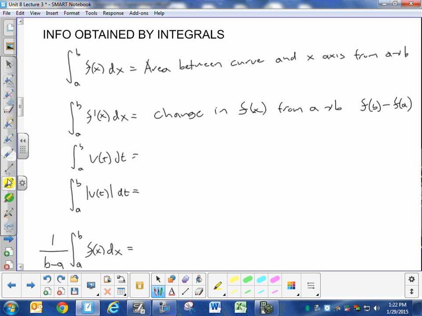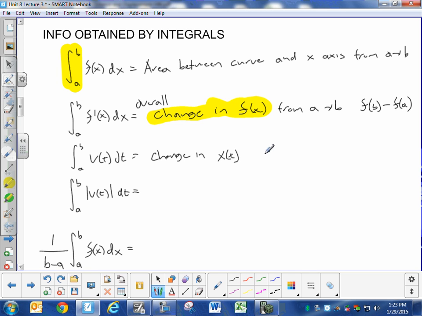Now this is awesome. So this right here no longer just means area. It also means a change, an overall change. Not a change in a rate, but an overall change. Now, if we put just velocity instead of f, we talked about straight line motion. If I find the area under velocity, that is my change in x, which is my displacement.